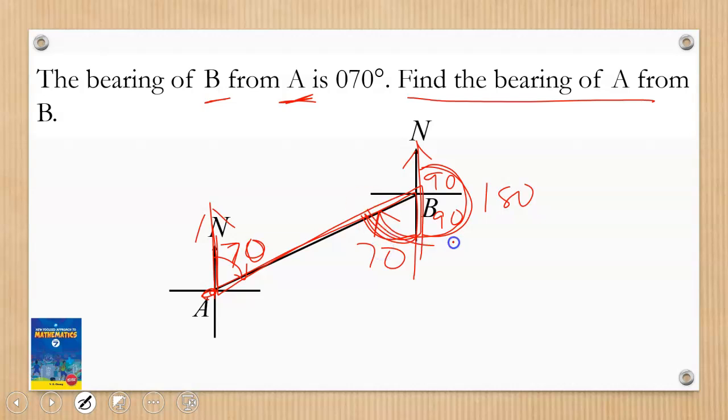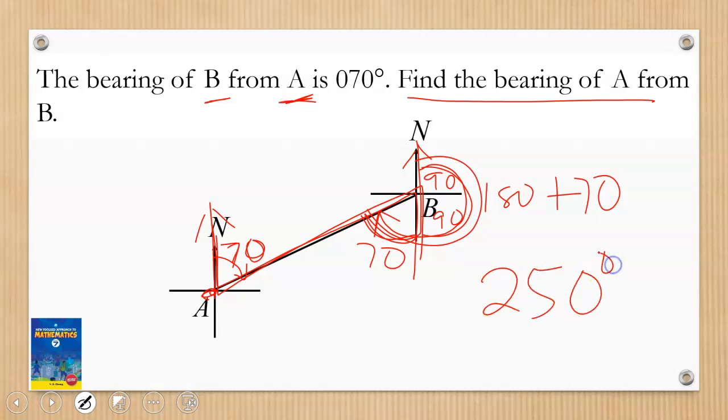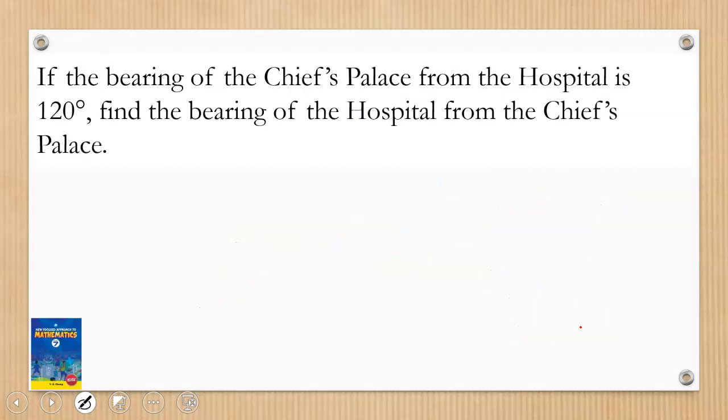If I add the 70 to the 180, then I get the back bearing. So I'm going to have 250. So it means that the bearing that took me from A to B was 70, but the one that will bring me back is 250 degrees. That is how we find the bearing. We'll use the formula to do this again.